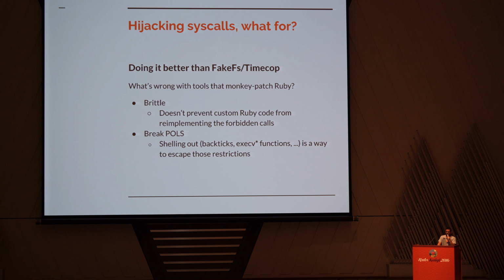Last but not least, I feel we can do better than FakeFS and Timecop when it comes to providing a layer of isolation. What's wrong with monkey patching Ruby, as Timecop is doing? I think it's brittle, and it doesn't prevent custom Ruby code from accessing the real time. Also, when you shell out, the process you shell out to is not going to use this monkey patch. Say your Ruby process is shelling out to a PDF generator. This PDF generator is not going to respect the time you've set in your Ruby code, and you're going to be bummed out.